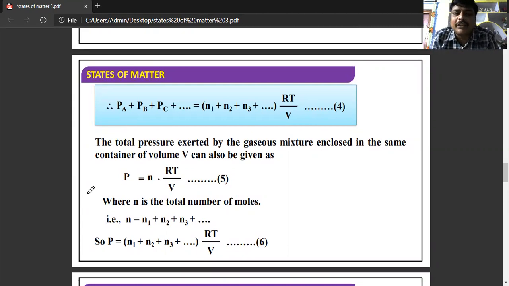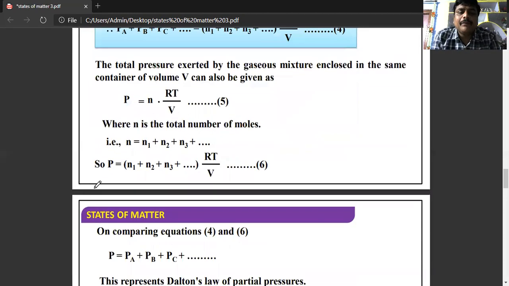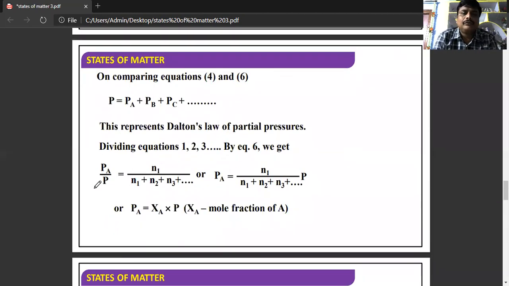So the total pressure exerted by the gaseous mixture, PA plus PB plus PC, is nothing but the total pressure, indicated by P, equal to N1 plus N2 plus N3 times RT by V. The total number of moles we consider as N. So P is equal to N into RT by V, where N is the number of moles. So P is equal to PA plus PB plus PC. This represents Dalton's law of partial pressure.